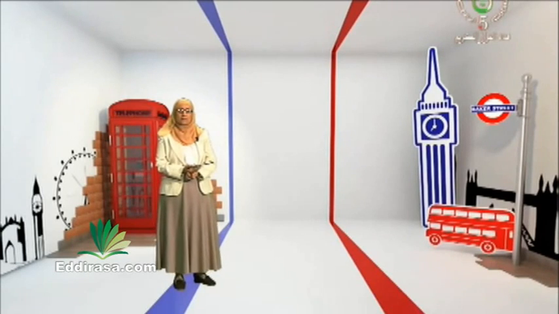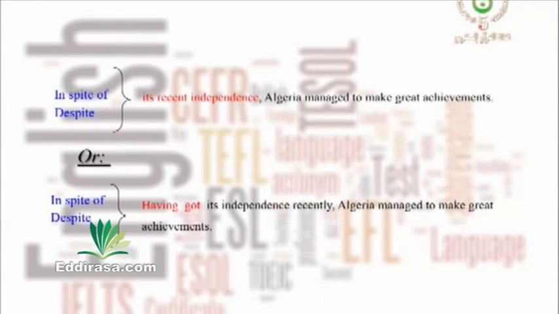Consider the two sentences. In spite of or despite its recent independence, Algeria managed to make great achievements. Or, in spite of or despite having got its independence recently, Algeria managed to make great achievements. Now, let's concentrate on these two examples. What do you see after the link words in spite of and despite? Do we have any verb? No, of course not. So what can we say? In this example, in spite of and despite are followed by a noun phrase, its independence.